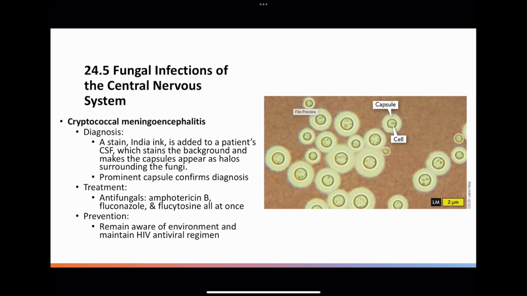The treatment of this is very similar to the other fungal infections, using antifungals such as amphotericin B, fluconazole, and flucytosine. However, these antifungals are used all at once. To prevent this infection, it is important to remain aware of the environment and where this fungal species may inhabit. It is also important to maintain HIV antiviral regimens, especially if you have AIDS or are an HIV patient.